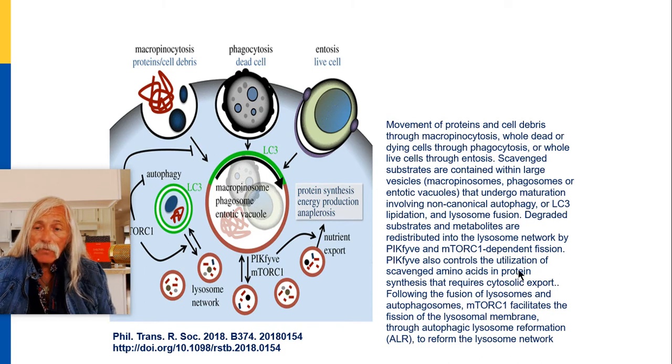So following the refusion of the system of the lysosomes with the autophagolysosomes, mTORC facilitates the fission of the lysosomal membrane again, recycling those lysosomal network processes so that you can make this membrane fusion and then fission and then carry on this degradation pathway, utilizing those intermediates then for metabolism. Okay, so that's called the autophagic lysosomal reformation, and that's ALR. It's something you study in subcellular physiology.